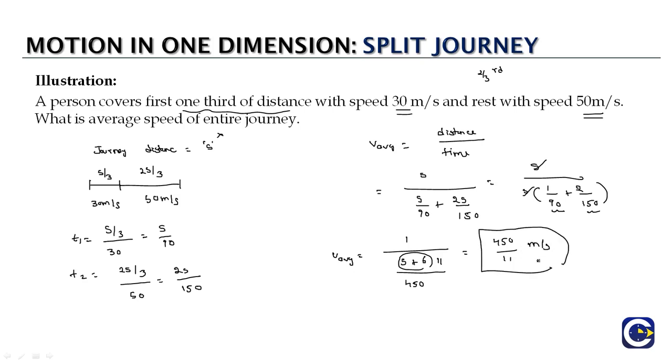If you want, we can express the value in decimal places as well, but this will be the average speed for the entire journey. So this is how we'll go about solving the split journey problems, and in case of the uniform speed or uniform velocity motion, these split journey problems are one of the important examples.